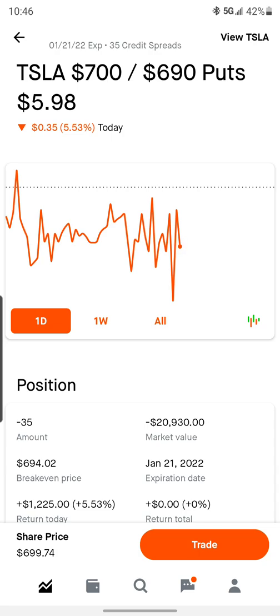So if Tesla goes up to 800, I'm not going to be able to just close these out. I still have $600 each to gain by the end of the year, as long as Tesla is above 700 come January 2022.